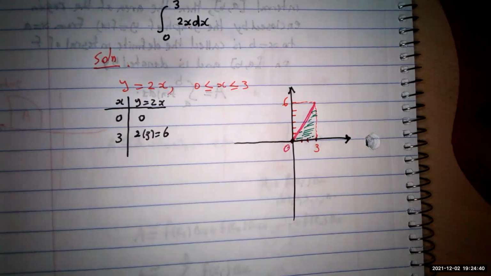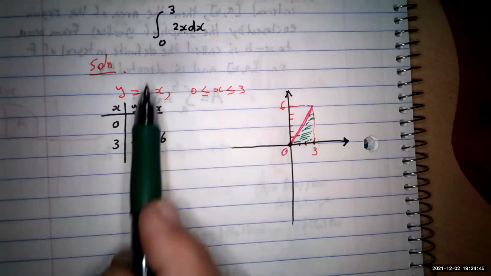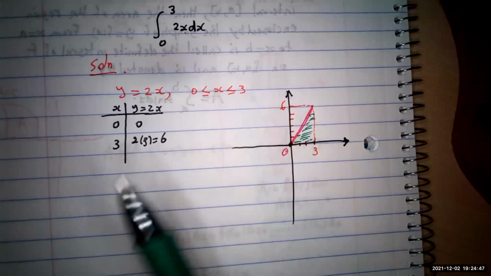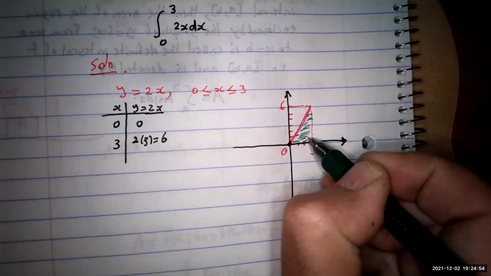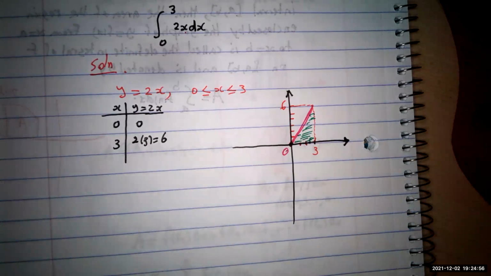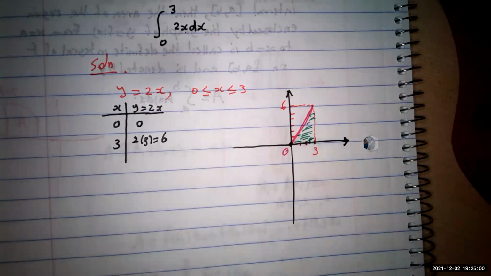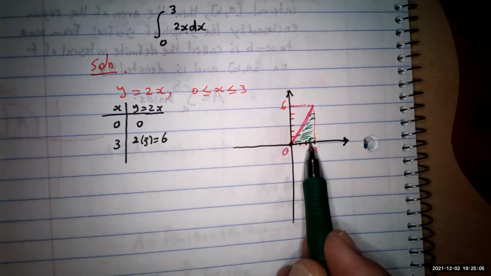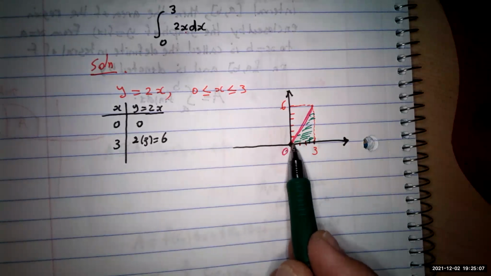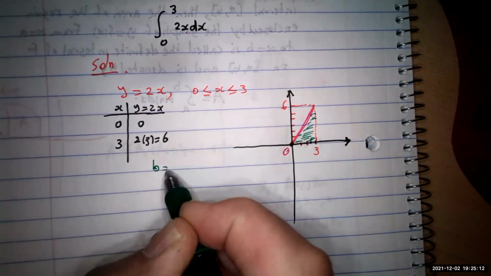Okay, so far this integral from 0 to 3 of 2x dx means finding the area of this region. As you can see, this region is a triangular region, and it is a right triangle. So we can find the area of this triangle. The base is going to be this one. So for this triangle, the base is equal to 3.